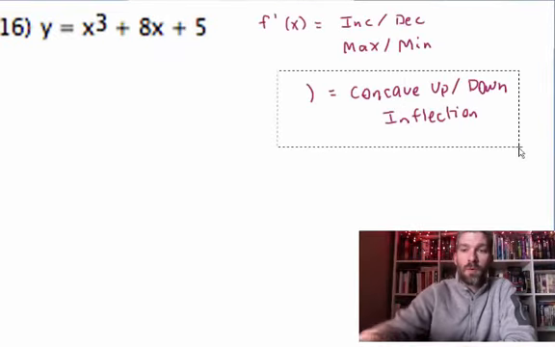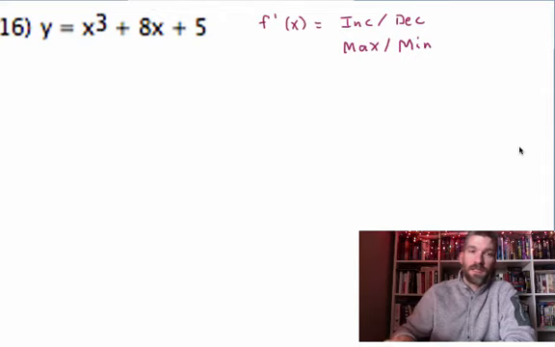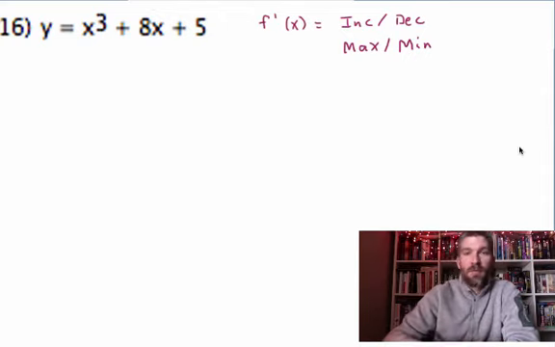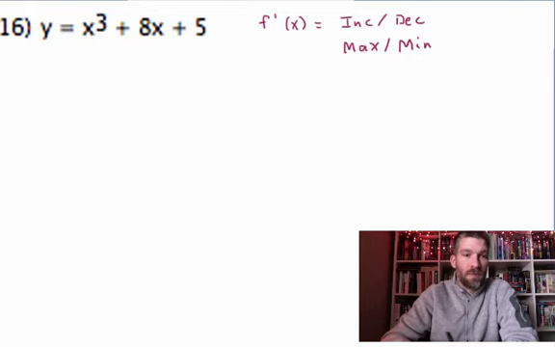All right, so starting with question 16 here, what we're going to talk about is trying to find where this function has increasing and decreasing behavior, or maximums and minimums, and also where this function has concavity up or down.